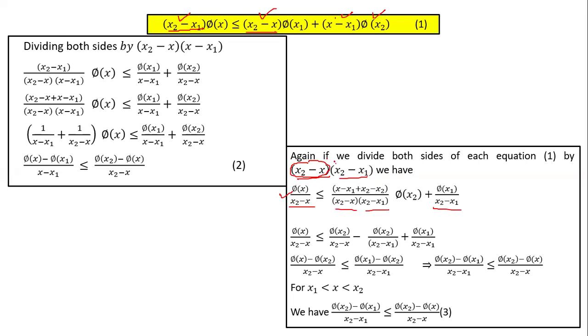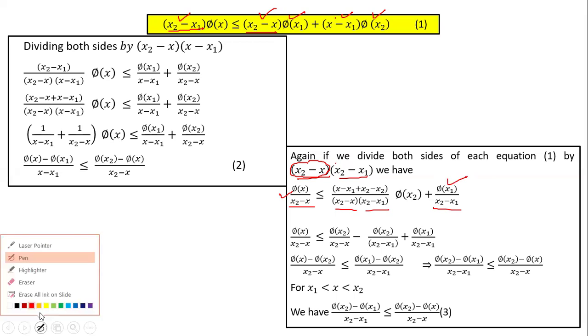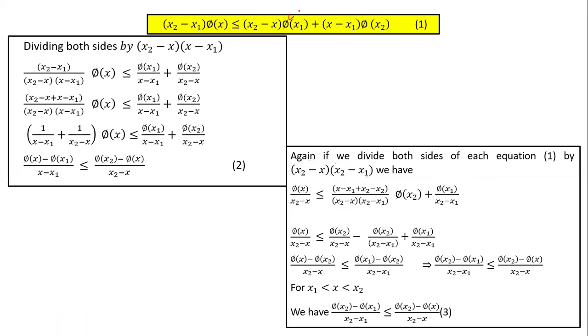Sorry, I made a mistake. Phi of x1 is written on the back side here, so I am correcting myself, because here phi of x1 is written before and here after. So in the denominator of phi of x1, this term will be cancelled out. You will remain with x2 minus x.